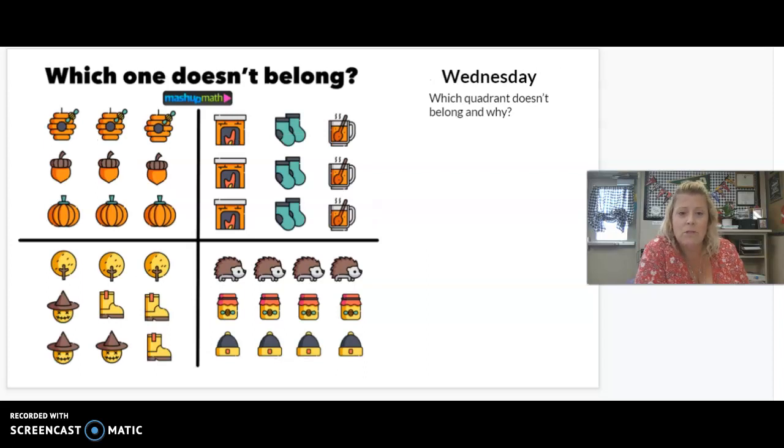Wednesdays, which one doesn't belong, is the same thing. You're going to do quadrant 1, quadrant 2, quadrant 3, or quadrant 4, and I will make sure I add the numbers to this. Look at it mathematically. Look at it maybe with addition or multiplication, or look for a pattern and see if the pattern doesn't work. And go there and see if you can tell me which one you think doesn't belong. Remember, there is no right or wrong answer.